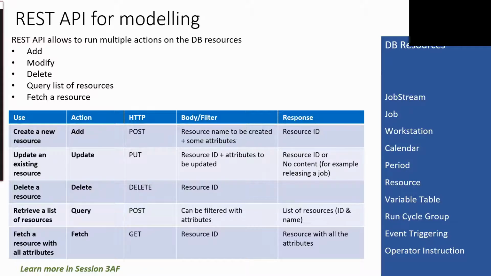And the response will be the resource ID, or no content if you are just, for example, releasing a job. You can delete a resource in the database. You can retrieve a list of resources, or you can fetch a resource and so retrieve all the attributes of a specific resource, providing the resource ID. On the right of the slide, you can see all the database resources that are the possible target of those actions. So all the resources on which you can interact through the REST API.